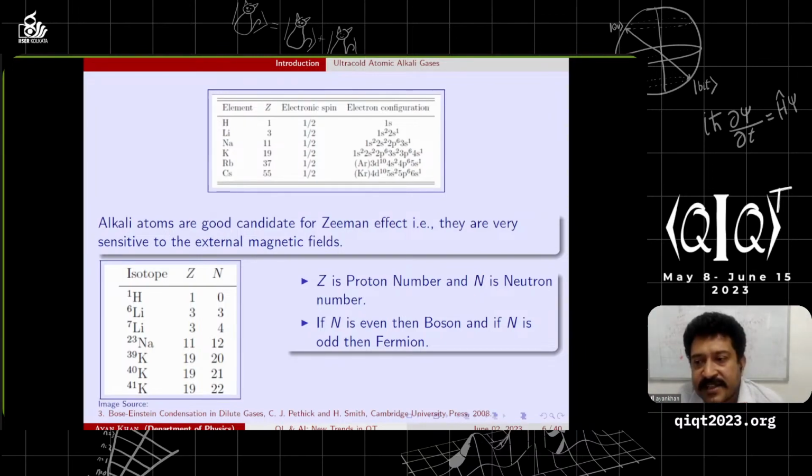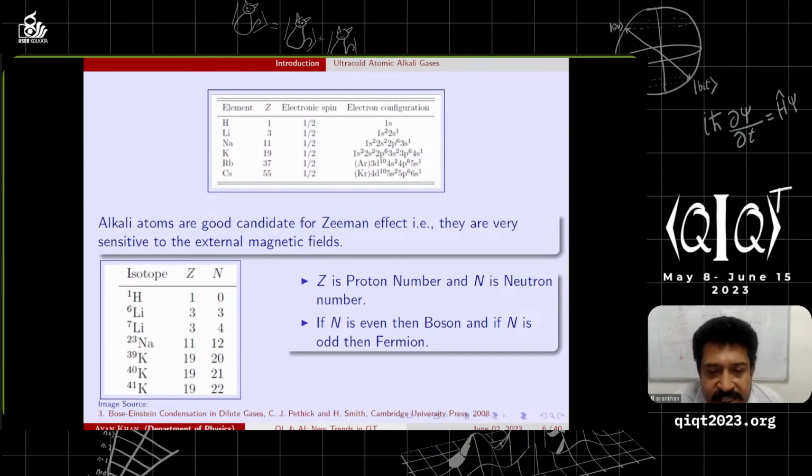So using an external magnetic field, it becomes much easier to trap them and control them. Now, when we talk about Bose-Einstein condensate, we talk about bosons. We know that bosons have integral spins, fermions have half-integral spin. But here, what do we mean by what is the condensate of?